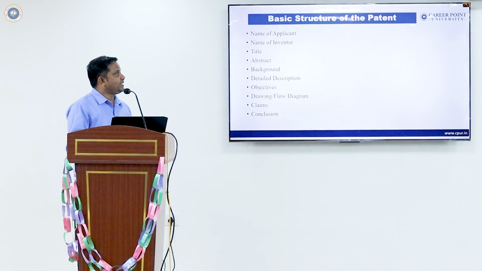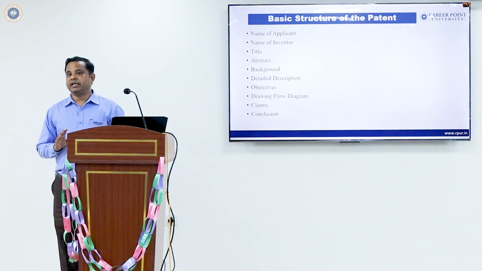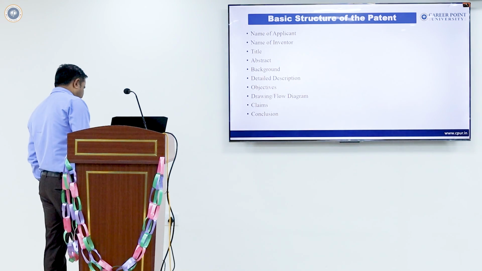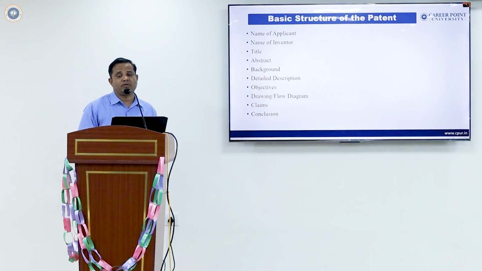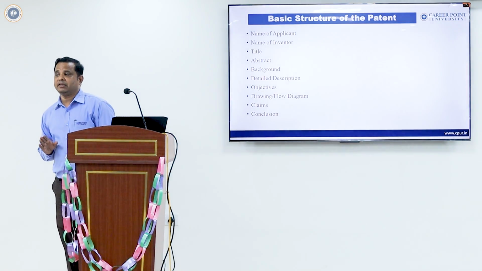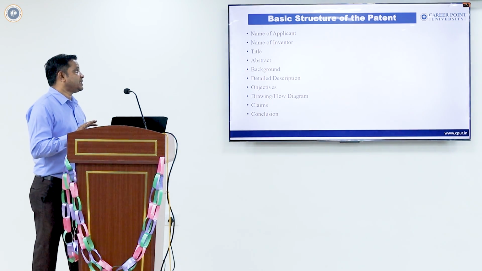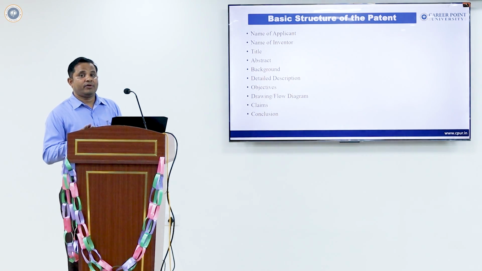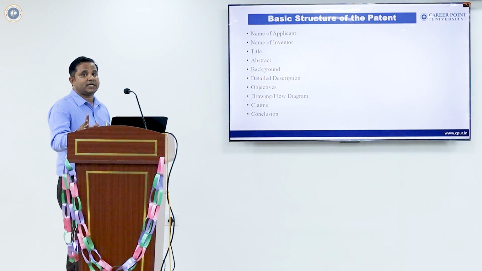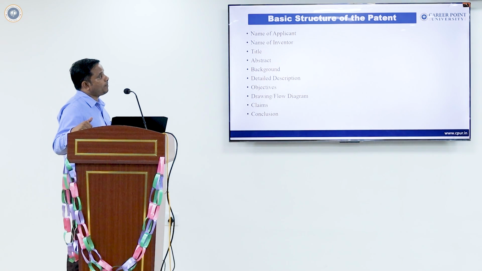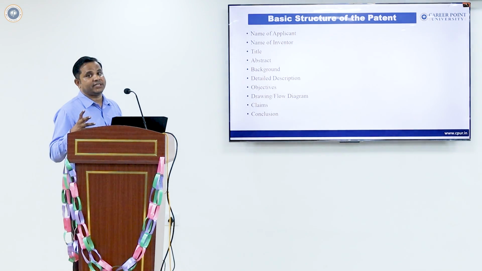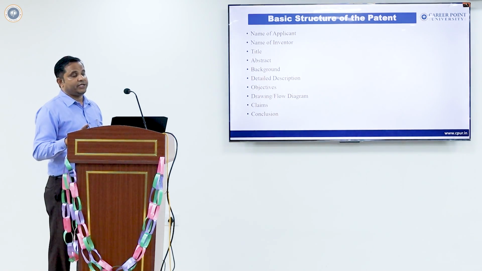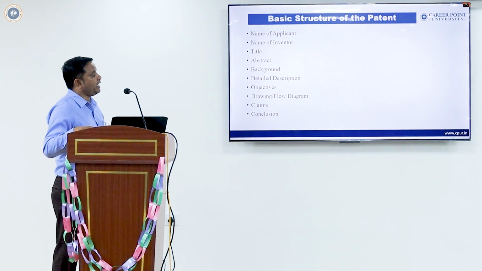Now the next one is a very important aspect of this particular session, because in the previous slides we have already discussed the fundamental aspects of the patent and the benefits of the patent. But right now we will discuss the structure. When we are planning to write or draft a patent, what will be the structure? What kind of things do we need to manage for building a draft of the patent? So first we will start from the name of the applicant.